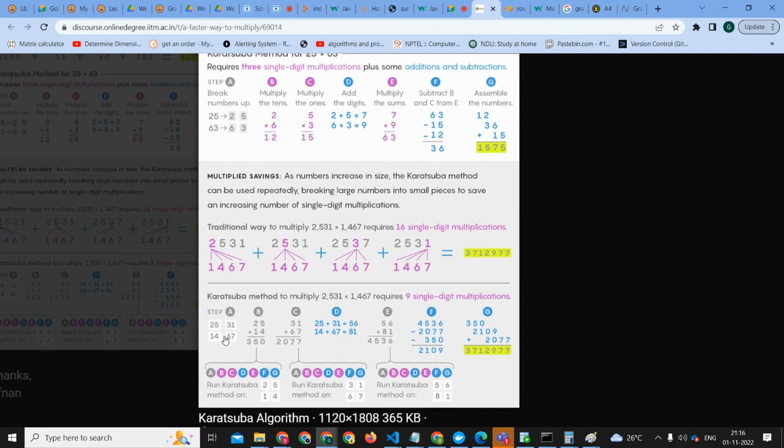So what do we have then? We'll divide from the middle in some sense. So we'll get 25, 31, 14, and 67. And then we will call the same function recursively. And finally we'll add up.